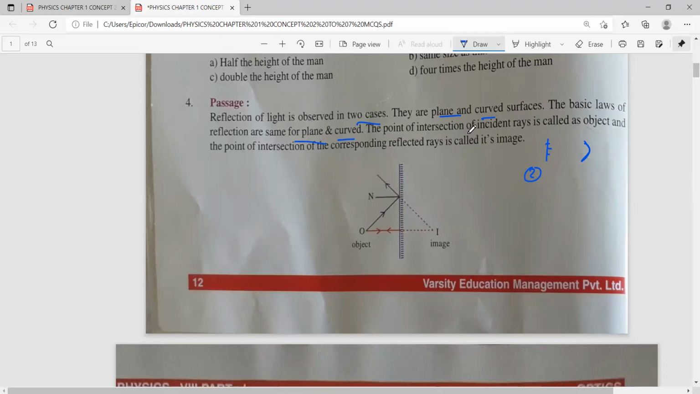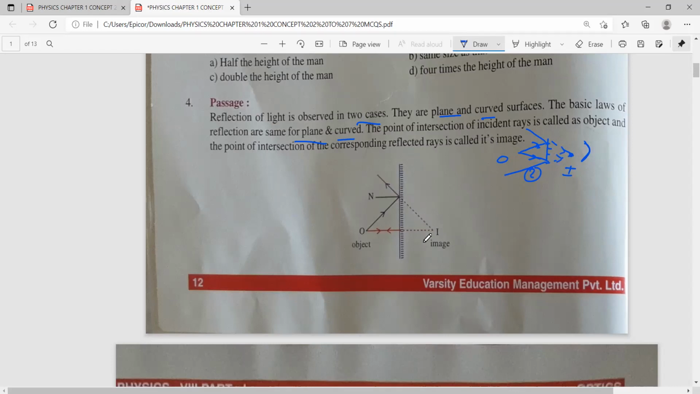The point of intersection of incident rays is called the object, where the incident rays are going to meet. The intersection of reflected rays is called an image. When the reflected rays go like this and you extend them back, they will meet, and that will create the image. This is the object where incident rays intersect. Image means the reflected rays intersect. This is the story they have given.